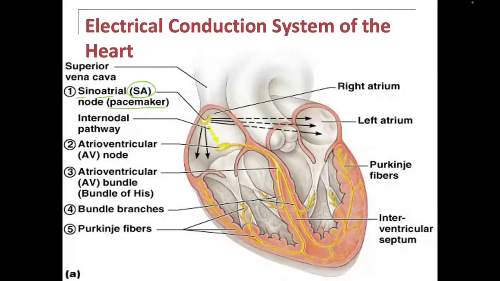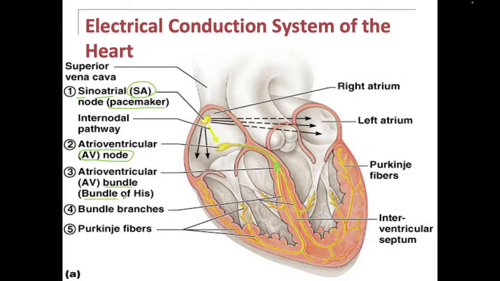The current is then relayed to number 2, the AV node. AV stands for atrioventricular node. It's right there between the atrium and the ventricles. So it relays it here. That's the second pit stop. Then the electrical current is relayed in the interventricular septum, right here, to this dilated portion called the bundle of His.